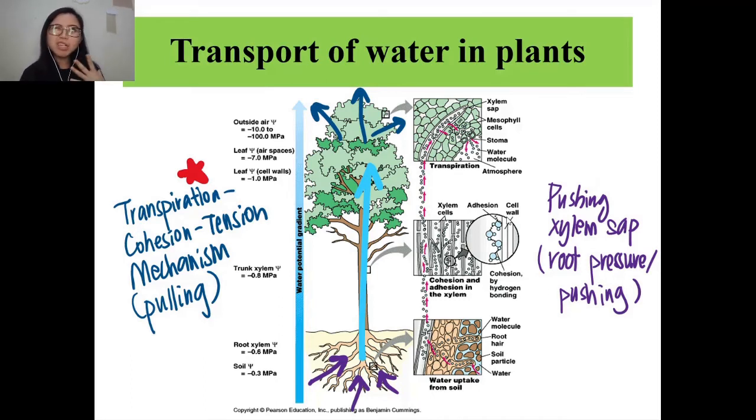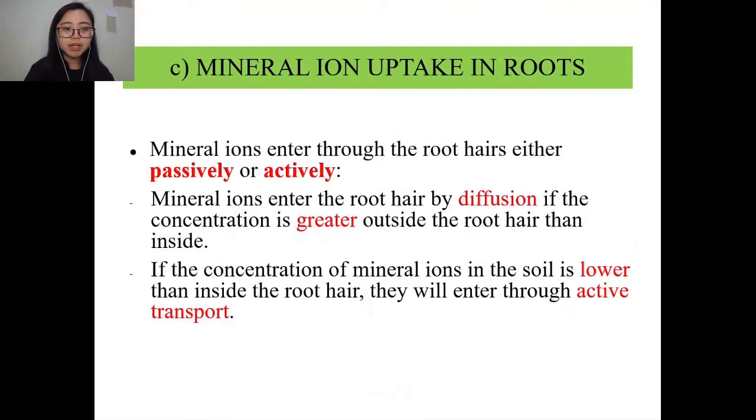Okay, so that's pretty much it for transport of water in plants. Do go back and read the notes and try to do essays on it in your own time. Okay, mari kita pergi kepada subtopik seterusnya. The next mini subtopic is mineral ion uptake in roots. Dari tadi kita cakap pasal air, sekarang kita cakap pasal nutrien-nutrien lain yang berada dalam bentuk ion.